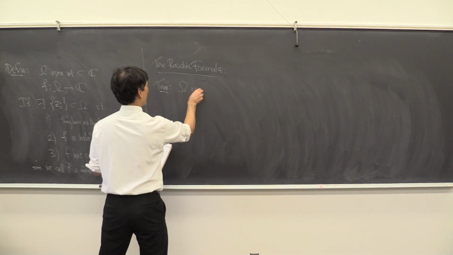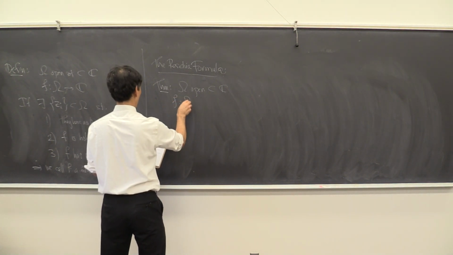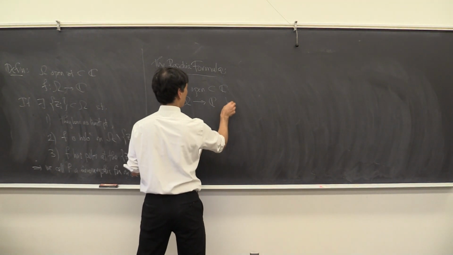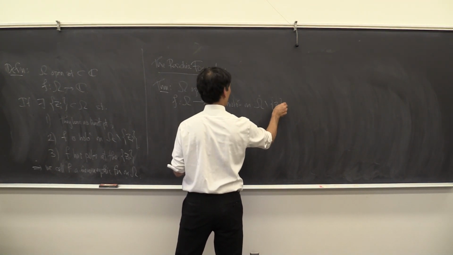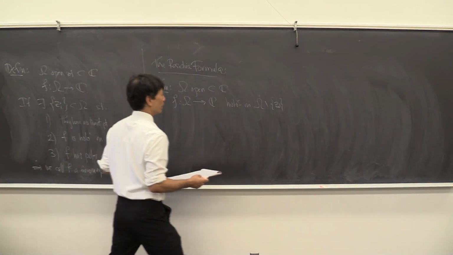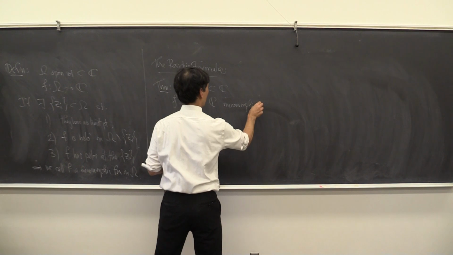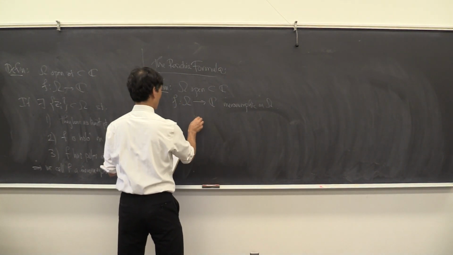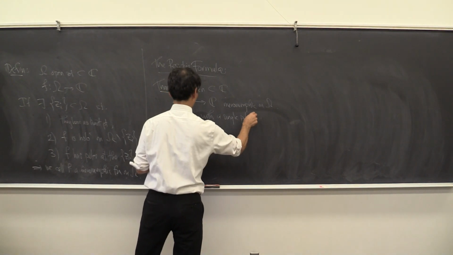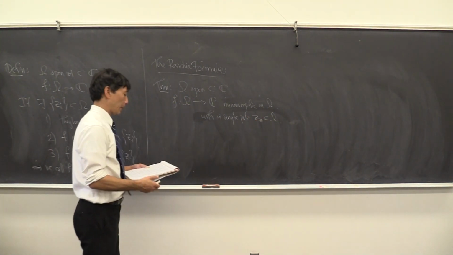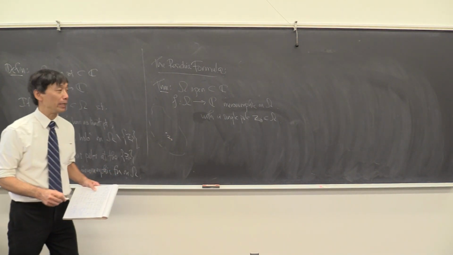Theorem. You have some open set. You have some function that is holomorphic on the set, but excluding some point. So I should just say it's meromorphic on omega with a single pole z naught. Okay, so you've got your open set. You've got this one place where you've got a singularity.